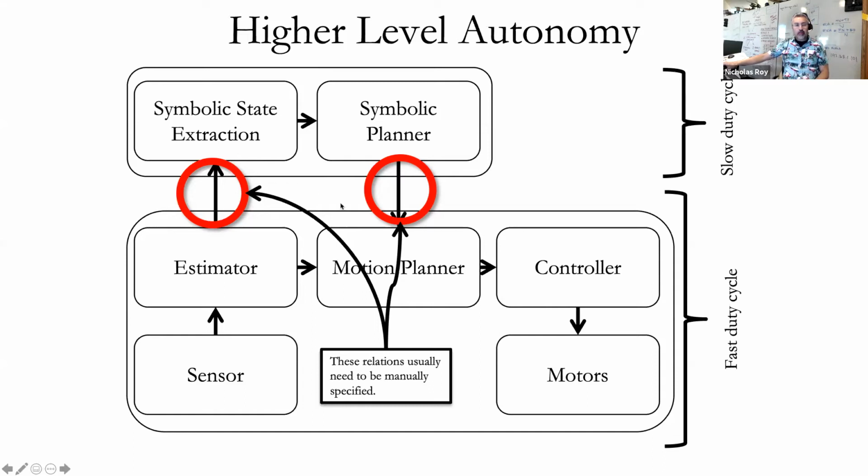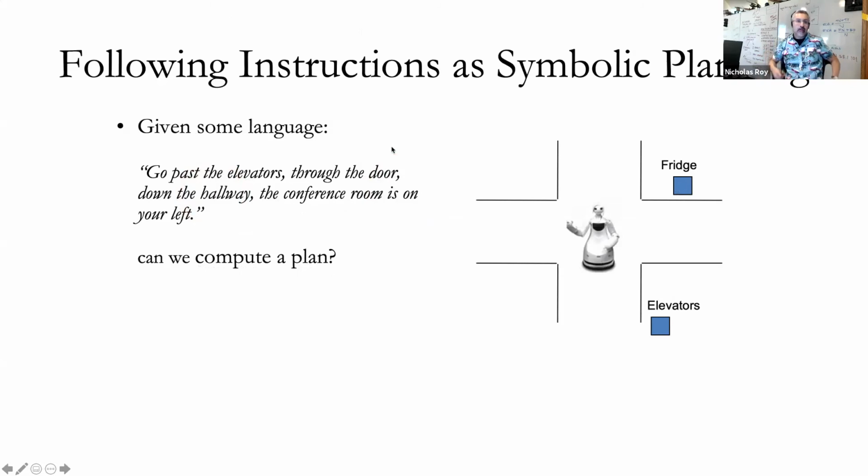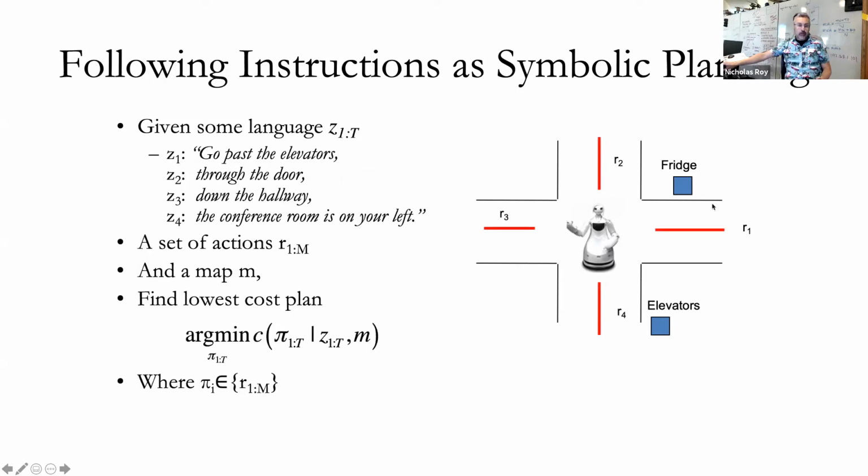I had a theory for a while that the way that we actually could get these symbolic representations was based on language. And so many of you may know that for a while I was working with my students on following instructions in symbolic planning. And so the question was, given a robot and some language that a human partner had given to the robot, you could say, go past the elevators, through the door, down the hallway to the conference room on your left. Could we compute a plan? And the answer was yes, if you took this representation of the world and extracted things like routes through the corridors, you could actually infer a minimum cost plan that matched the instructions.